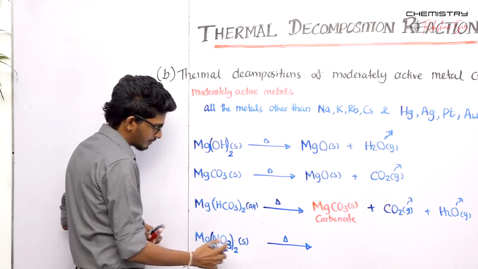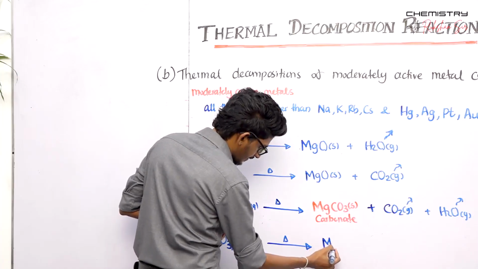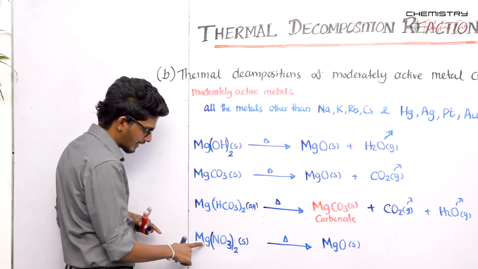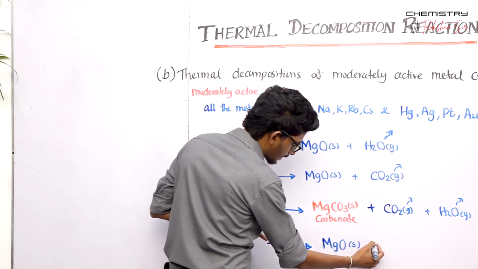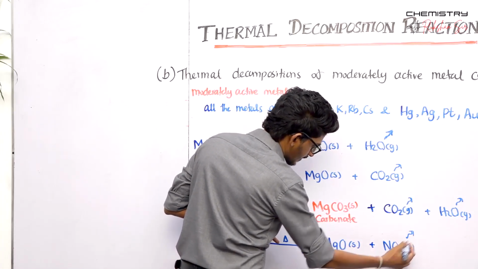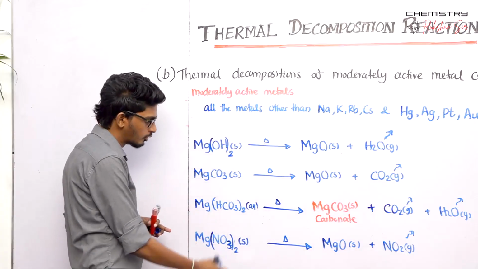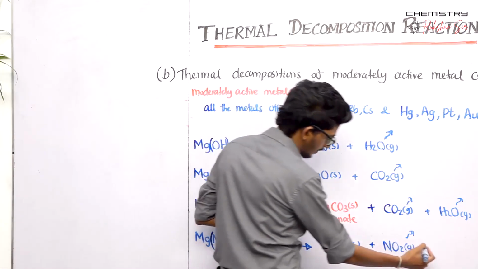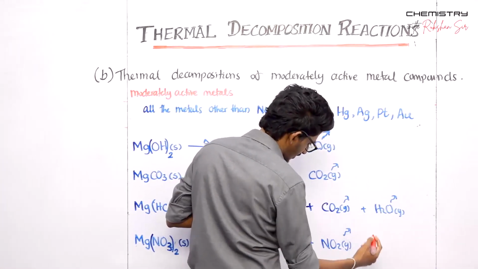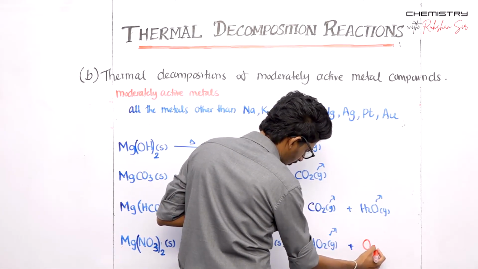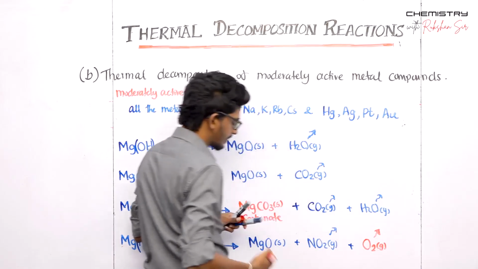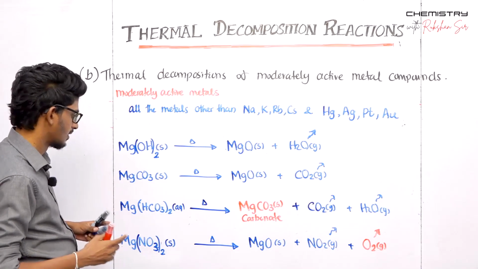So magnesium oxide, as we expect, and the nitrogen oxide, NO2. Not only those, but the O2 will also be produced. That is a specialty with the magnesium nitrate decomposition. Not only the oxides, but the O2 gas will also be produced there, right?